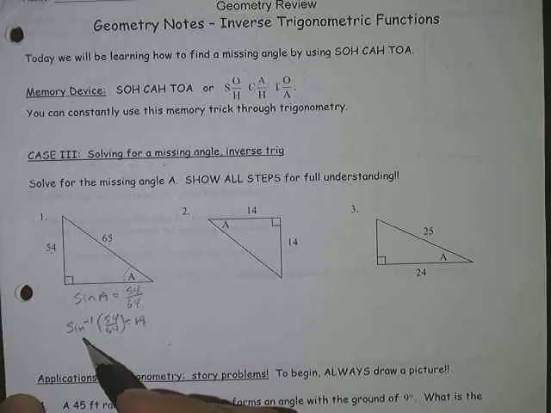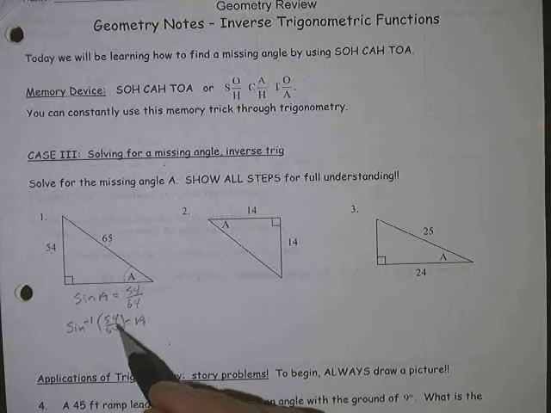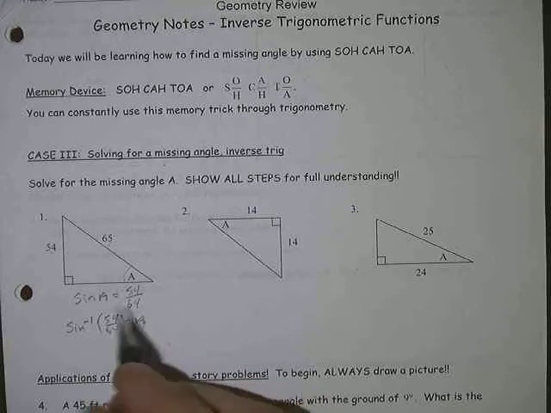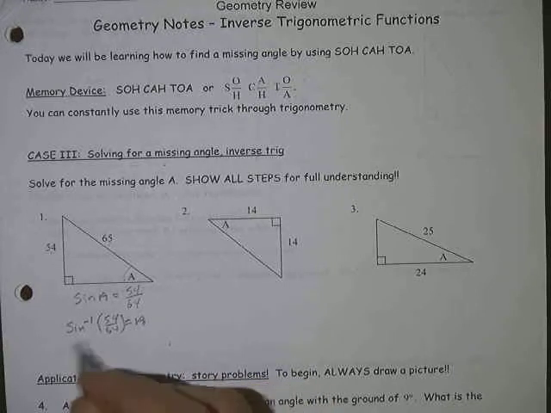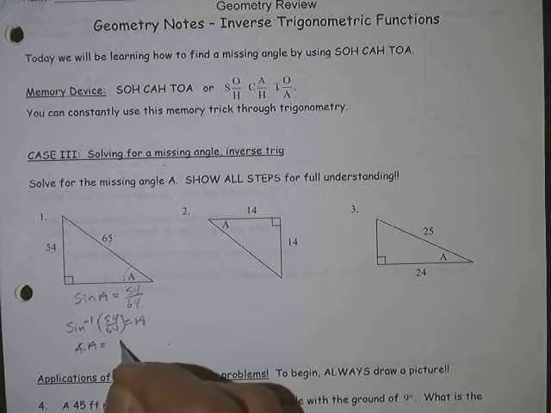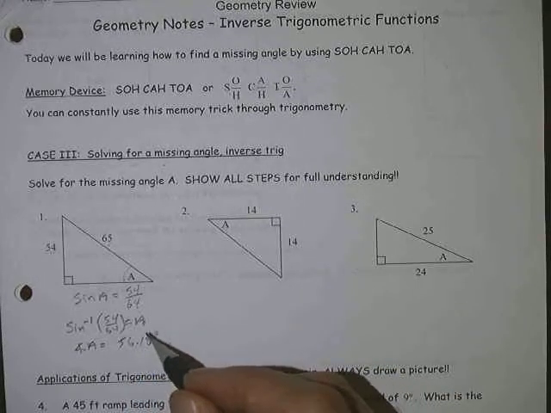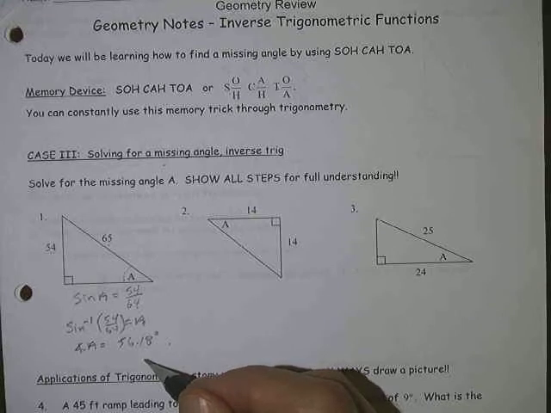In your calculator, if you go to second sine and then put in 54/64, it will give you how many degrees A is. If you do that, you're going to find that angle A is equal to 56.18 degrees.